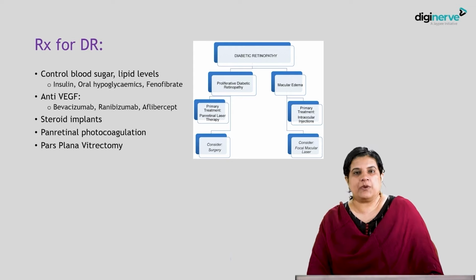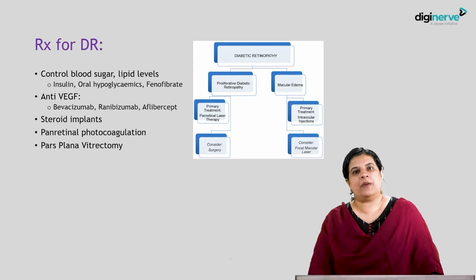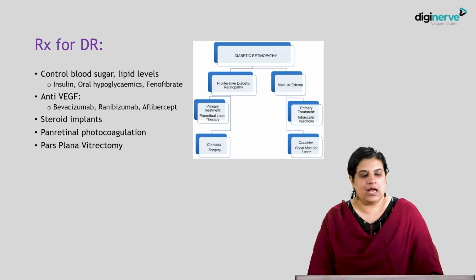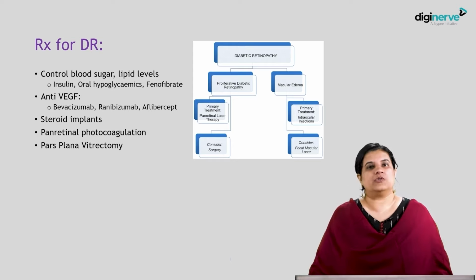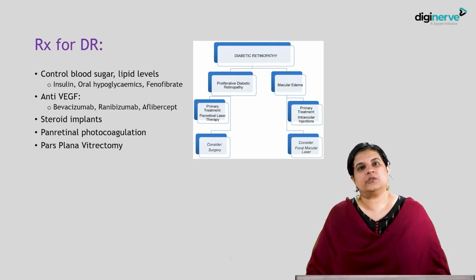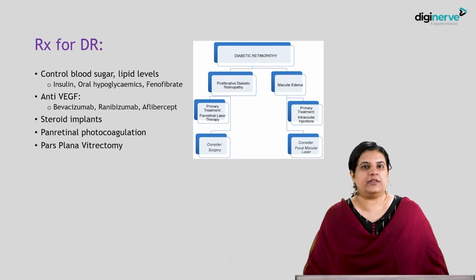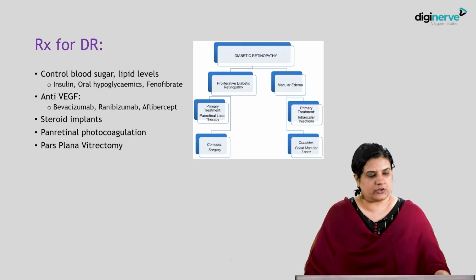Certain patients, especially the ones with proliferative diabetic retinopathy, benefit with pan-retinal photocoagulation, and if nothing works, if it is refractory or if there is tractional retinal detachment, then pars plana vitrectomy is done. All these treatment modalities have been discussed in a subsequent lecture.